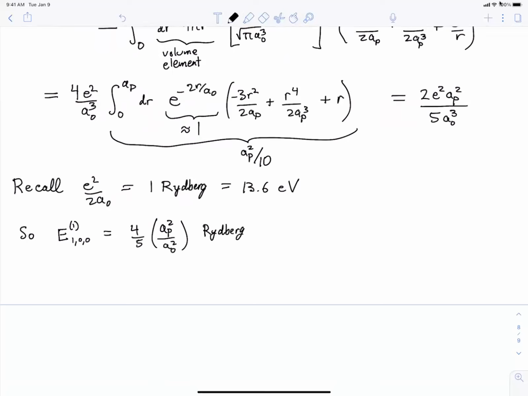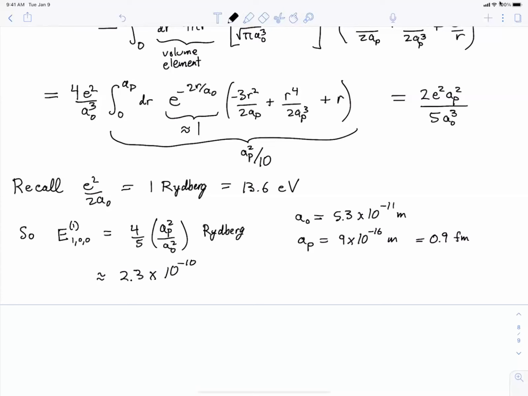Now let's plug in the actual numbers. The Bohr radius is about 5.3 times 10 to the minus 11 meters. The proton radius is, roughly speaking, we're just trying to get an idea of the numbers here, about 9 times 10 to the minus 16 meters, which is otherwise known as 0.9 femtometers. And so you plug that in and you find out the shift in the energy due to the proton having a finite size is 2.3 times 10 to the minus 10 Rydbergs.